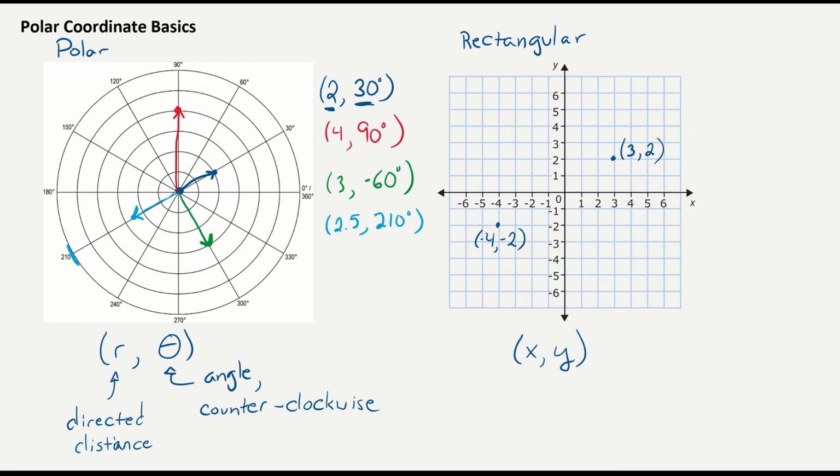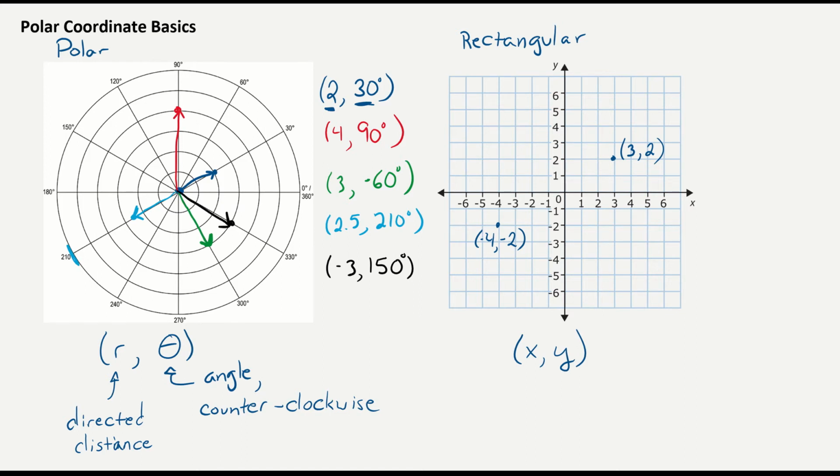But what if I do this? What if I have the point -3, 150? What does the negative directed distance mean? So what that means is you're going to go to 150 degrees, but then that's the positive distance. That's +3. If I do -3, instead of going the positive distance, I go the negative, so I go the opposite way. So negative 3 comma 150 is actually this line right here.